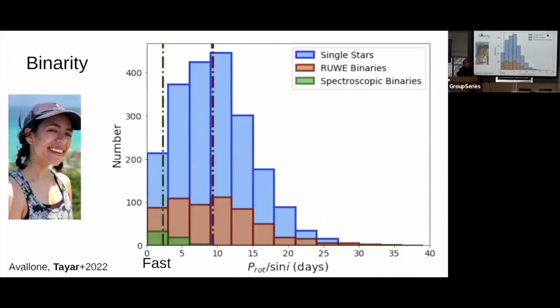What we did see a nice trend with was binarity. So we could look at stars that were presumably single, stars that had wide binary companions as indicated by their Gaia renormalized unit weight errors, and those seem to have similar rotation periods to the stars we marked as single. But for stars in close binaries marked by radial velocity variations, you could see that the stars tended to spin faster. So there's probably some tidal interactions, tidal effects going on there.